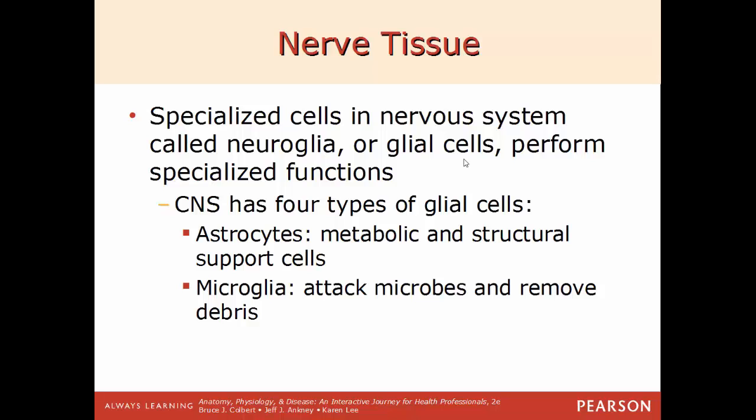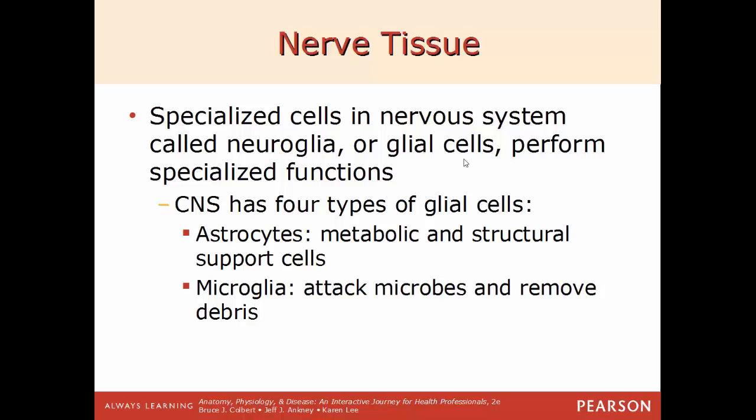In the central nervous system, the first one is astrocytes. And they're called astrocytes because they look like stars. That's why it has the term astro as part of its name. They look like little stars. And these offer metabolic and structural support to the main nervous tissue. These are the cells that also form the blood-brain barrier. So pathogens can't get from the blood into your brain all that easily. Some things can get through, but most things can't get through this barrier.